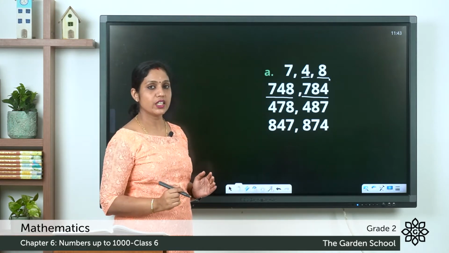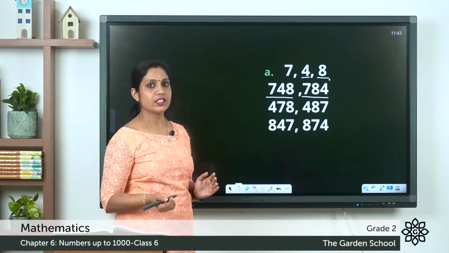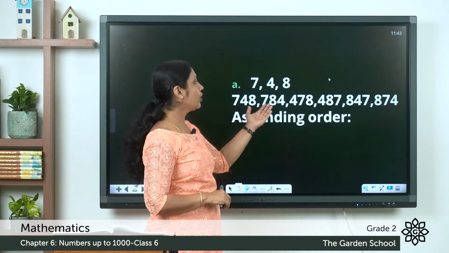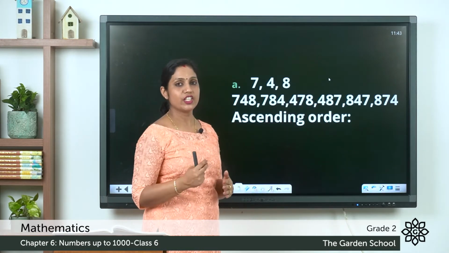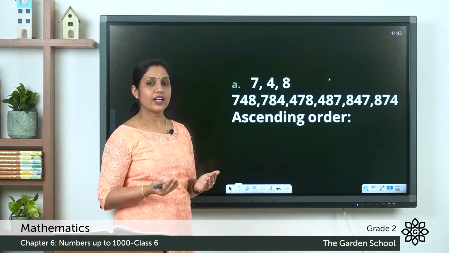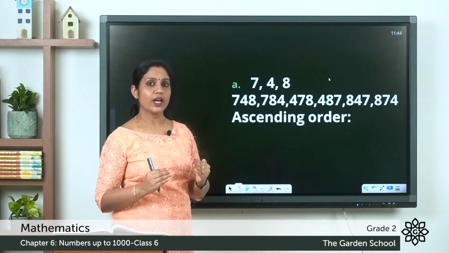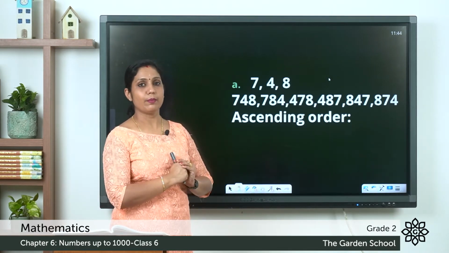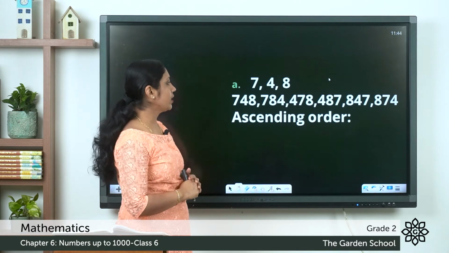We have to arrange it in the ascending order and descending order. So, we got all these numbers. Now, let's arrange it in the ascending order. When arranging in the ascending order, which number has to come first? The smallest number has to come first. So, let's look at here.